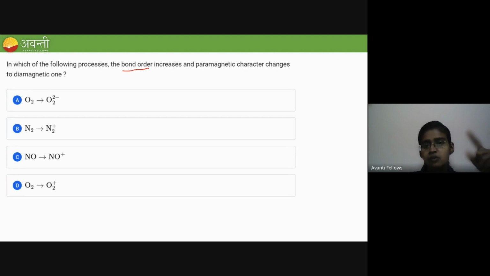The atomic number of one oxygen is 8. Two oxygens, so it will be 16. So the number of electrons for O2 is 16. If the number of electrons is 16, then the bond order is 2. And from O2 to O2 2 minus: O2 already has 16 electrons. Now O2 2 minus means it is 16 plus 2, so it will be 18.